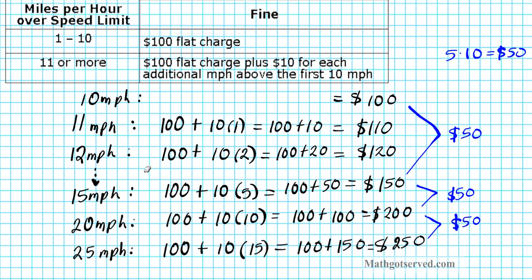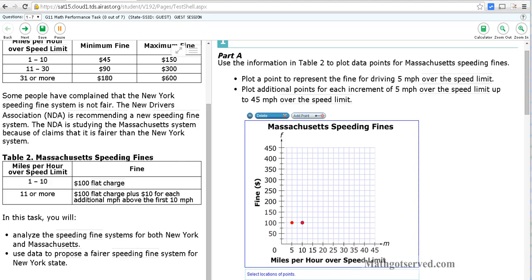So let's keep track of how this grows. If you're increasing this by 5 miles per hour each, your fine is going up by 50 each. That's 10 times the growth rate. All right, let's keep that in mind and go back to drawing the points.